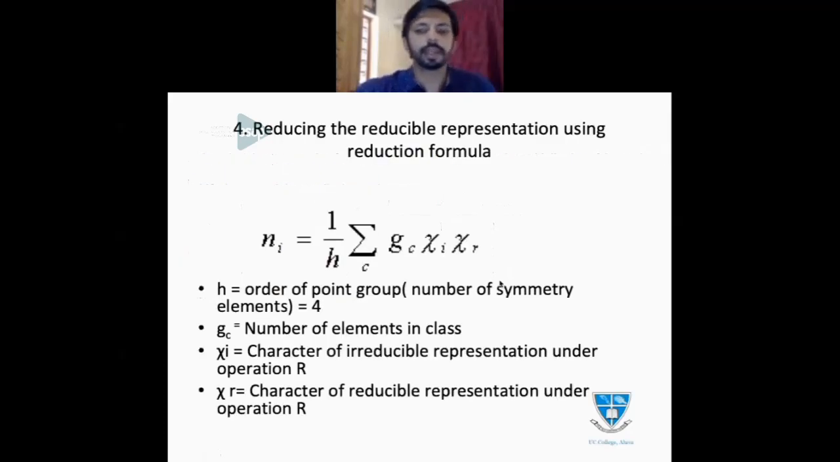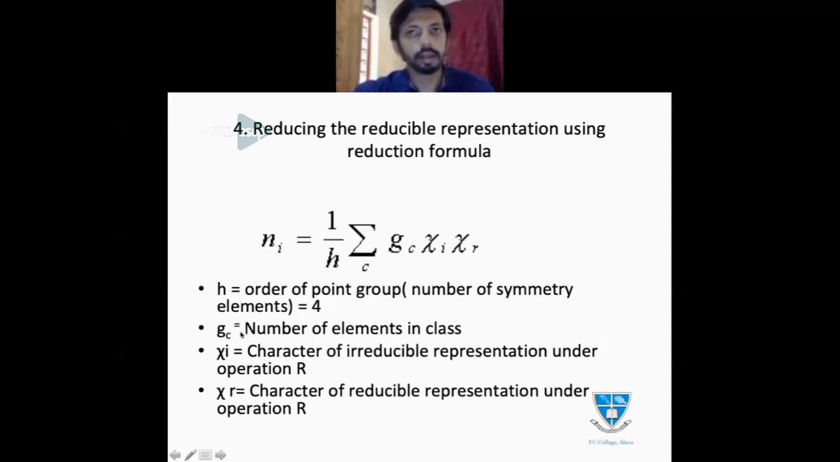Then the fourth step is reducing the reducible representation using the reduction formula. In your previous semester, you have studied the reduction formula. The number of irreducible representations will be equal to 1 by h, summation of gc into character of i into character of R, where h is the order of the group. That is the number of symmetry elements in the group. In the case of C2V, that is E, C2, sigma XZ, sigma YZ, so the order is 4.